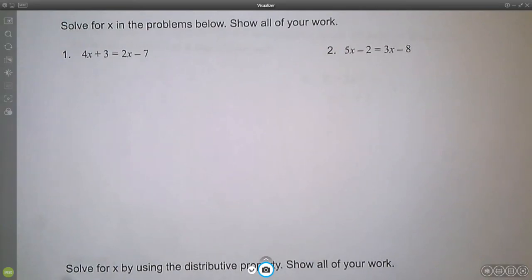All right, so you have an assessment tomorrow over substitution, and this is a review for your test. So I'm going to go through and do half of these problems and show you step by step exactly what we're looking for.